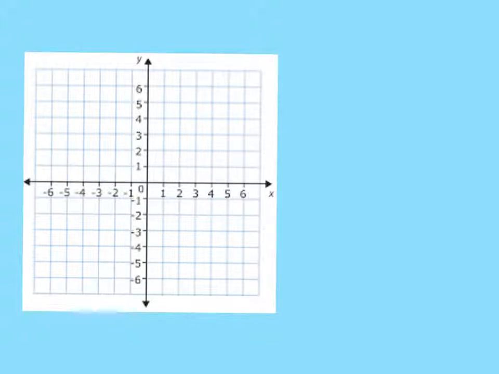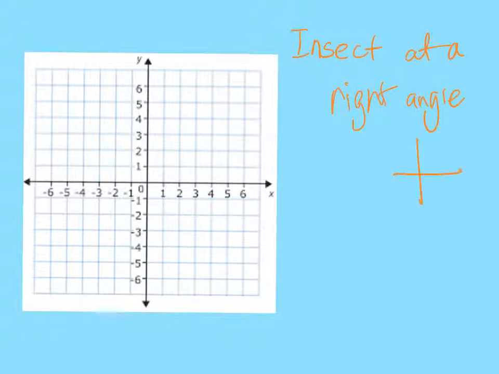Okay, so now we're going to look at perpendicular lines. Now when we're thinking of perpendicular, we need to understand that in order to be perpendicular, lines need to intersect at a right angle. Okay, so basically here, let's say we're intersecting. This here is our right angle.